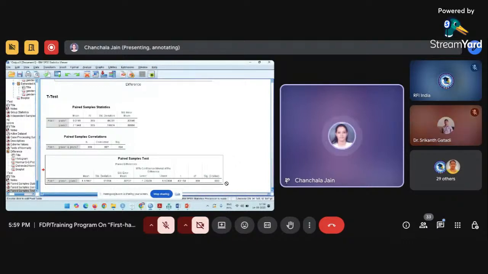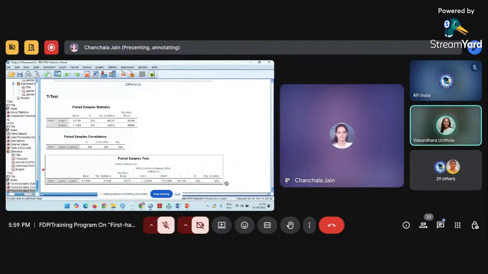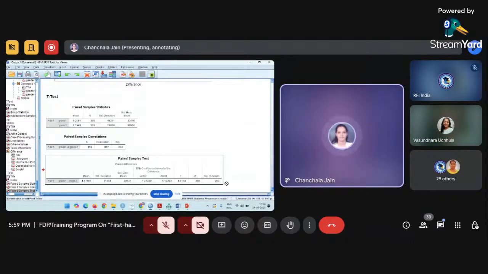Ma'am, we reject the null hypothesis. Yes, we are going to reject the null hypothesis, and rejecting the null hypothesis means we can say there is a significant difference in the mean grade before and after the teaching. Again, you can recall, you are always comparing the mean. That is why I said there is a significant difference in the mean grade before teaching and after teaching, right? This will be our conclusion.